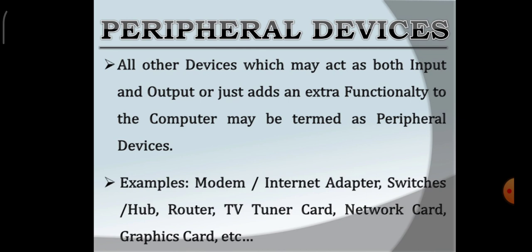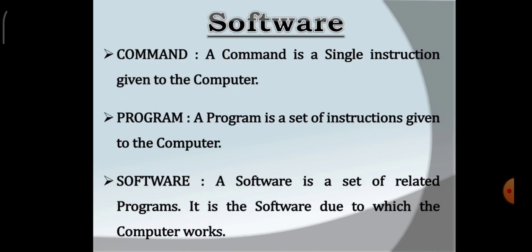Hub is similar to that. Router is used to connect multiple networks. And TV tuner card. TV tuner card is used to capture the video and record television programs. That is another peripheral device. Network card is very, very important. Without network card, it is called as NIC. That network card is very important to get the internet connection, and graphics card is used to view moving pictures, images, so on and so forth. So these are examples of peripheral devices.